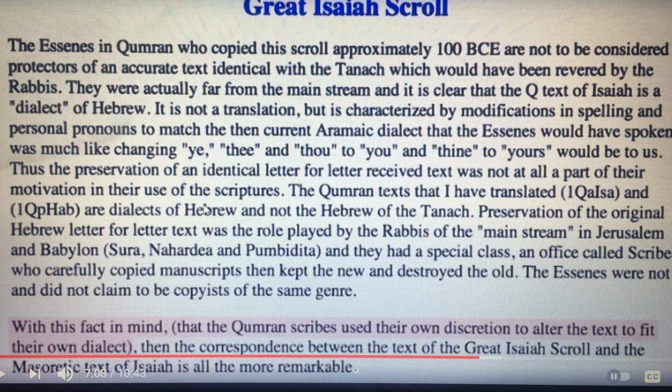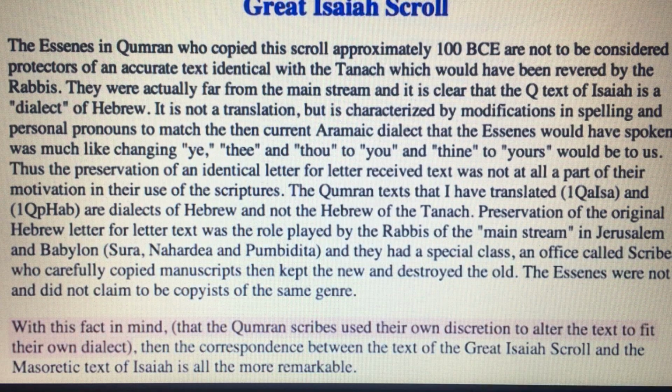That means they added O's. That means they added U's. That means they added E's, and that means they added V's. So although the Dead Sea Scrolls was a great discovery, it's still not a reliable source for the ancient pronunciation of Hebrew words. Here's an example of what I mean.